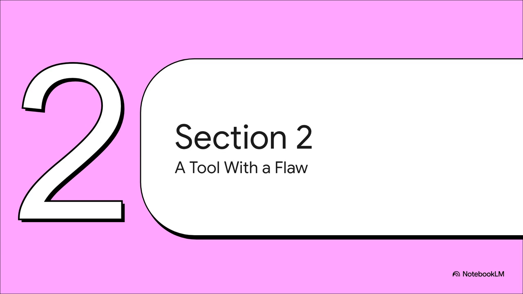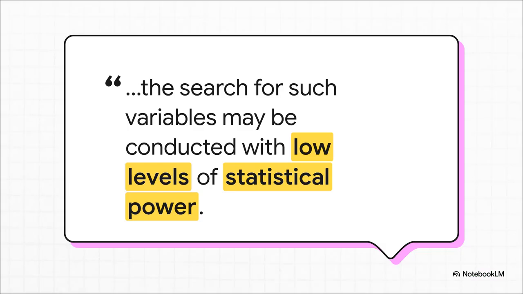So you've got the question, you've got the tool, problem solved, right? Well, not so fast. Because, as it turns out, that go-to tool had a pretty big hidden flaw. The authors of the paper just laid it right out there. They found that these critical searches for "it depends" factors were often being done with, and here's the key phrase, low levels of statistical power. And this wasn't just a small issue. It was a quiet, massive problem hiding in plain sight.